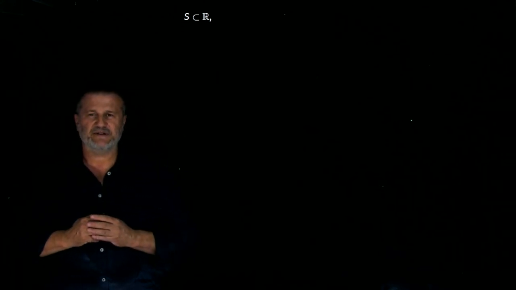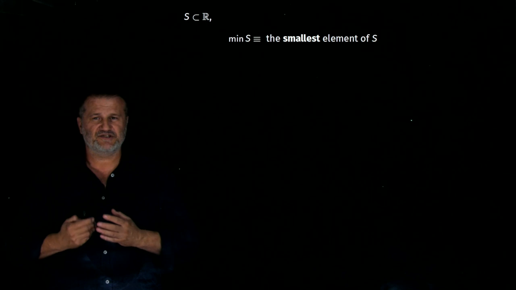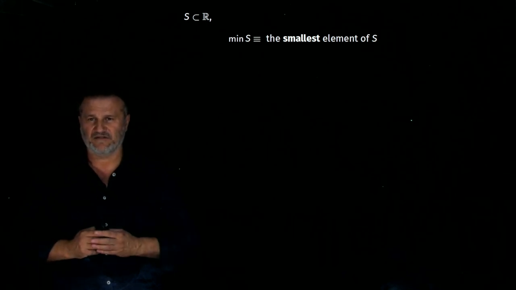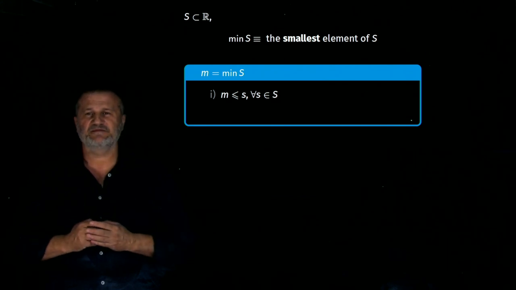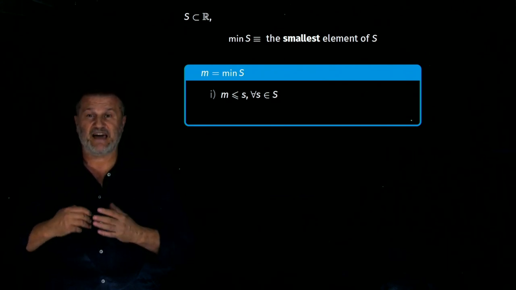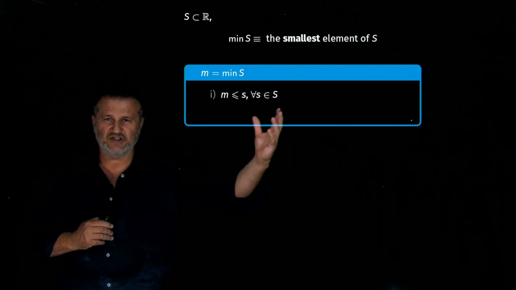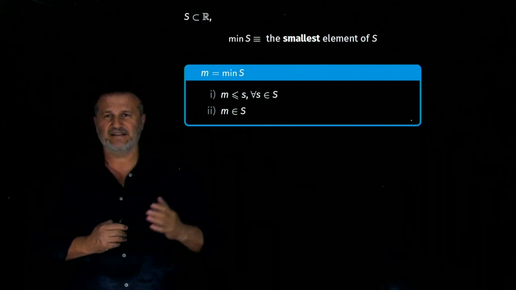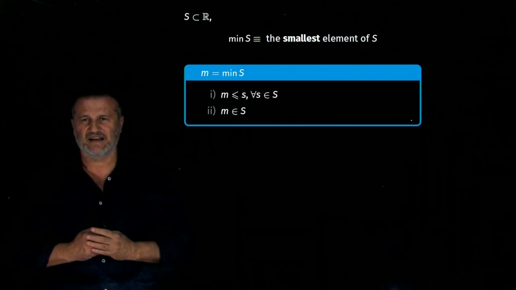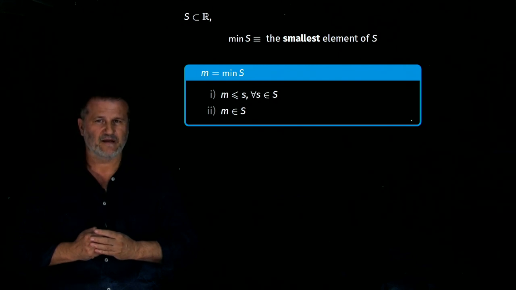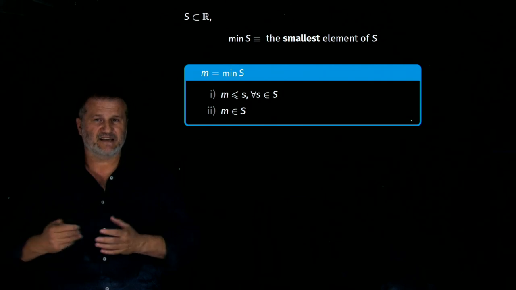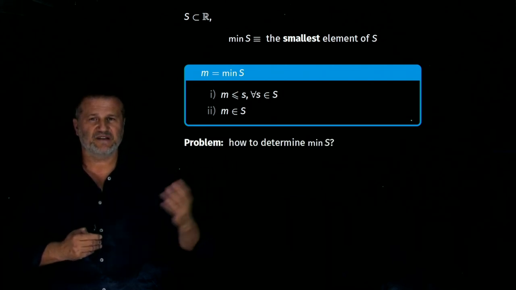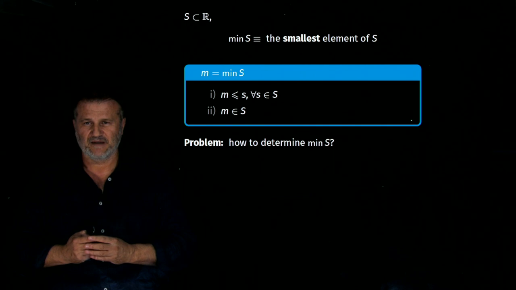So let's take a set S of real numbers. The minimum of the set is just the smallest element of the set. Formally, we say that M is minimum for S if M is smaller than each of the elements of S and it belongs to the set capital S. A major applied problem consists in, given a set S, determine the minimum of the set.